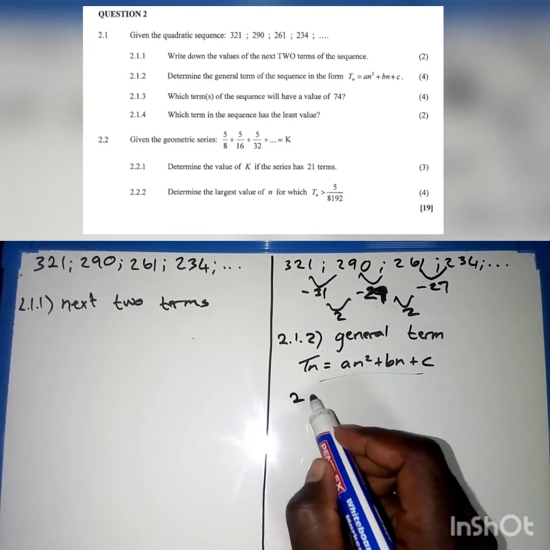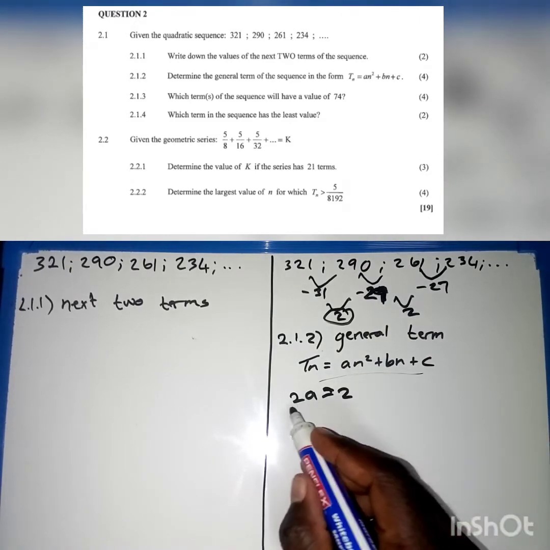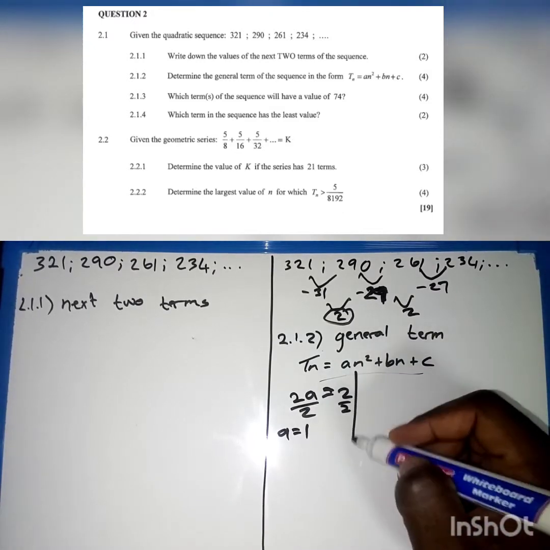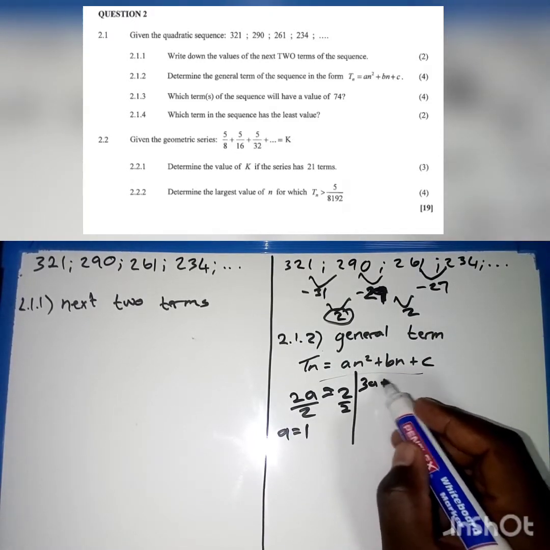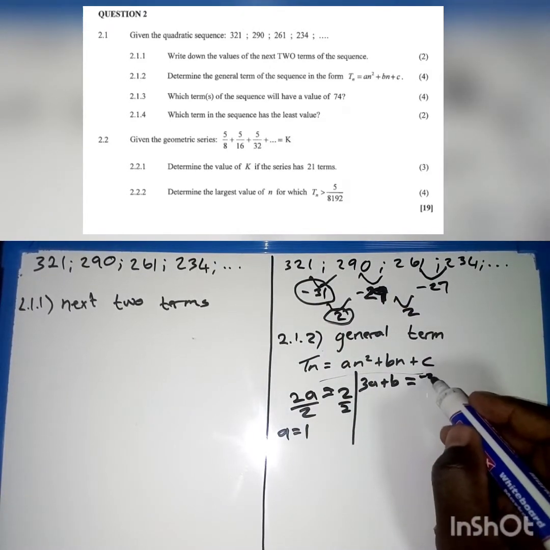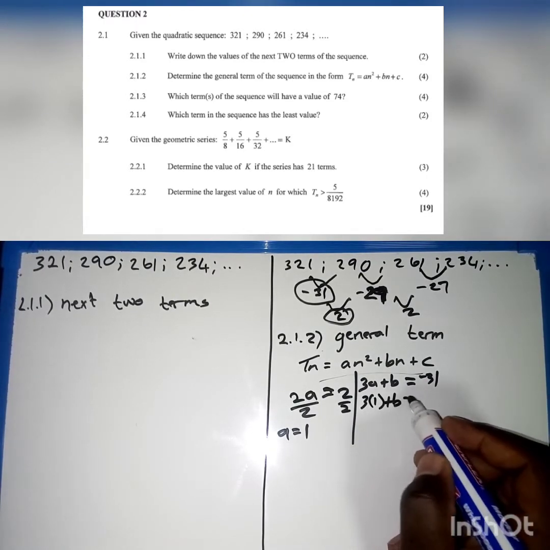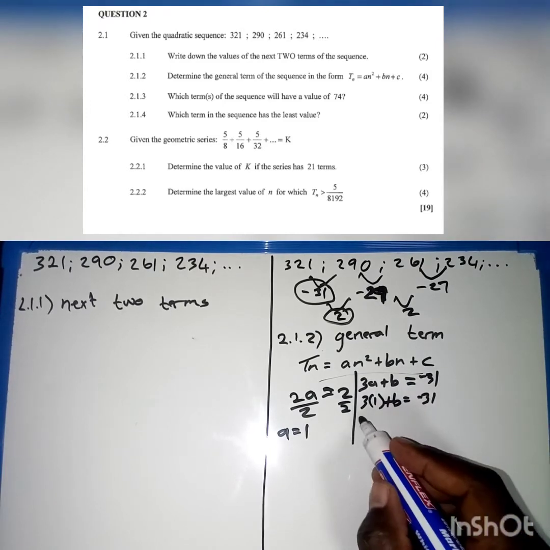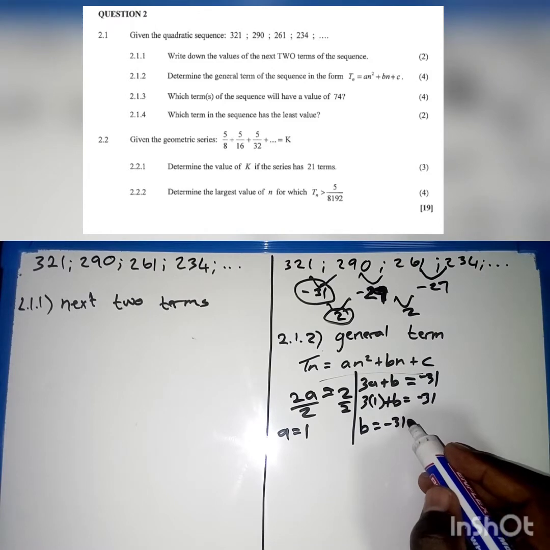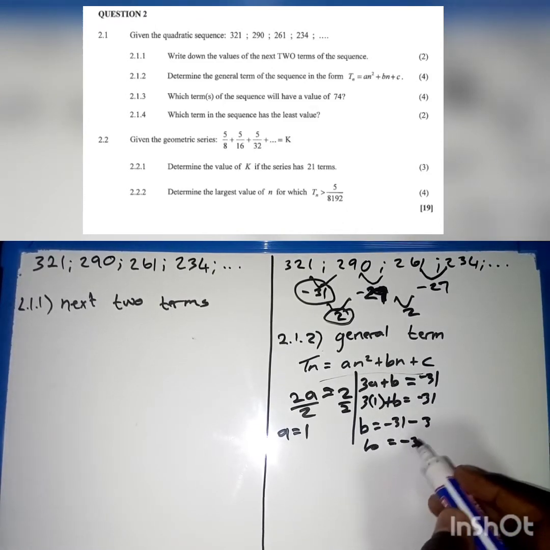So we know that 2a will be equal to this number here, 2. So divide by 2, divide by 2. Our a will be equal to 1. And then 3a plus b is equal to this number here, negative 31. So our a is 1, plus b is equal to negative 31. So b will be equal to negative 31 minus 3, which is negative 34.